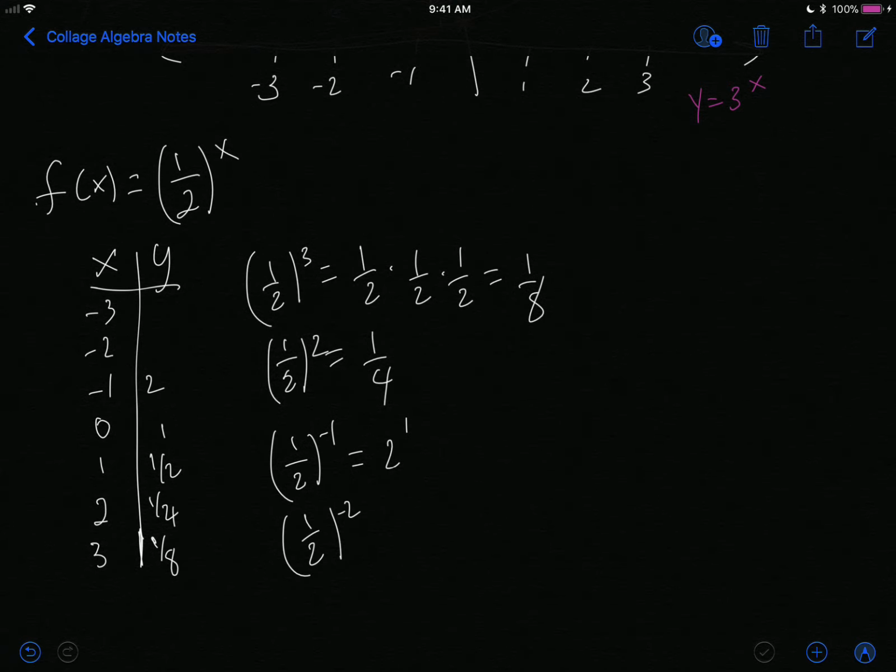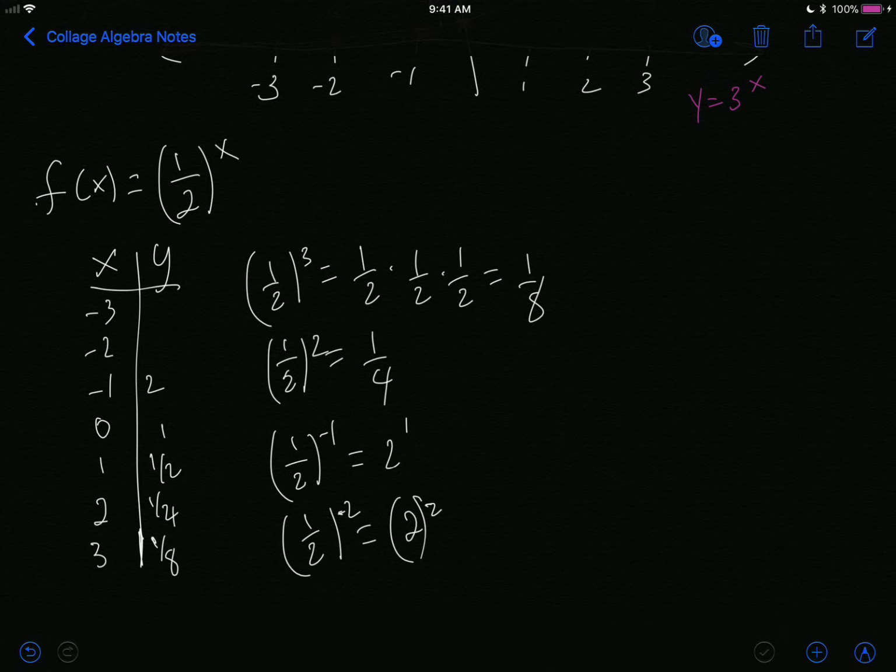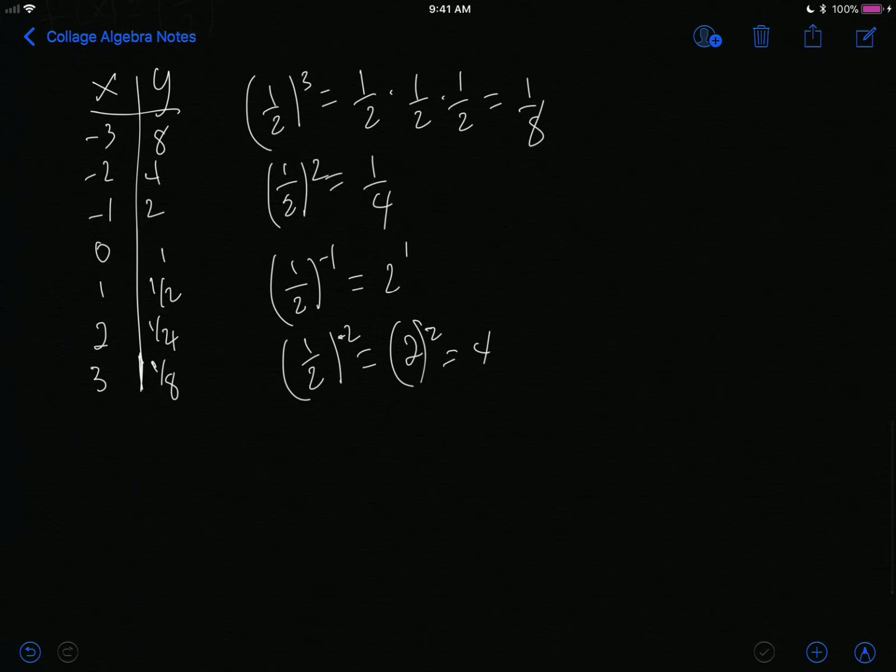1/2 to the -2 is equal to 2 to the 2 power. Again, the minus sign simply means a reciprocal. Reciprocate. Reciprocity. And so that's going to be 4. And then this is going to be 8. So if I plot those right here on a nice little picture frame.